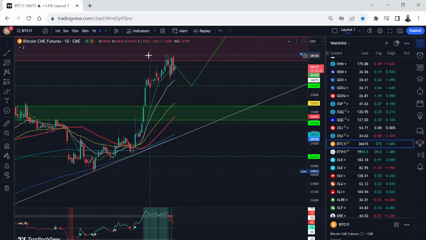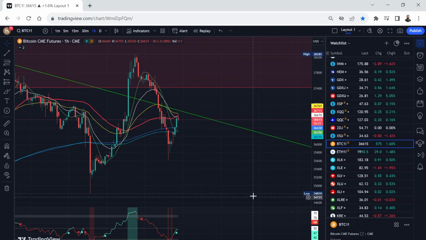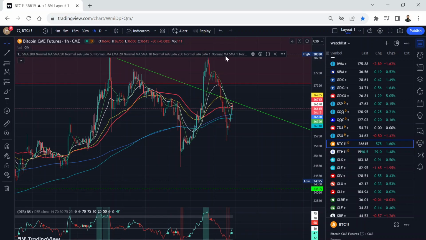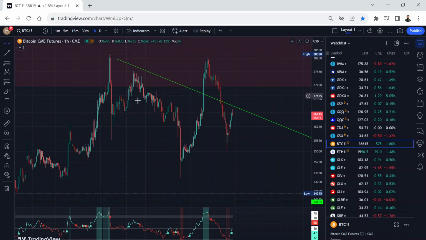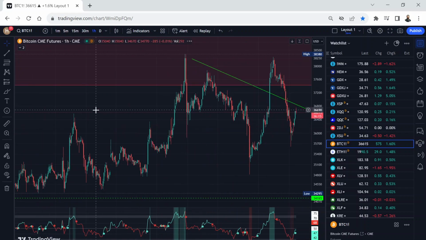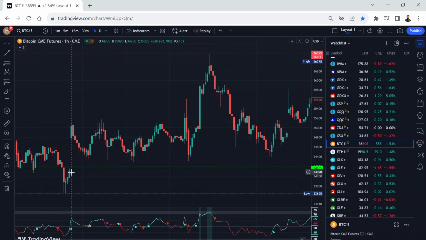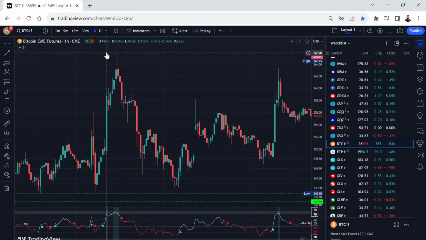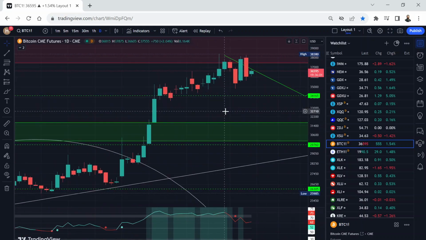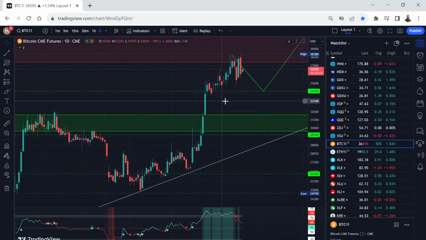Gap around 34,165. How did I get this gap? If I go to 1 hour chart, hide this indicator, you can see Bitcoin on exactly this day here. If I zoom in, this day here, which is Sunday, 29th of October, gap up, all right? And we never came to close this gap. So go to daily chart. So I think still there's potential for Bitcoin to go a little bit lower.